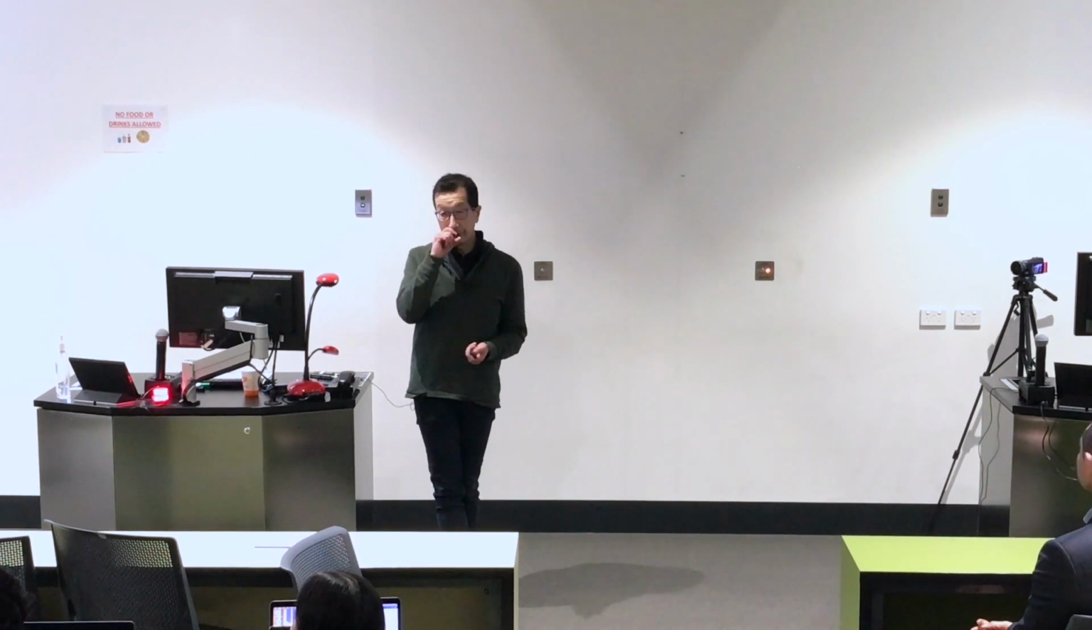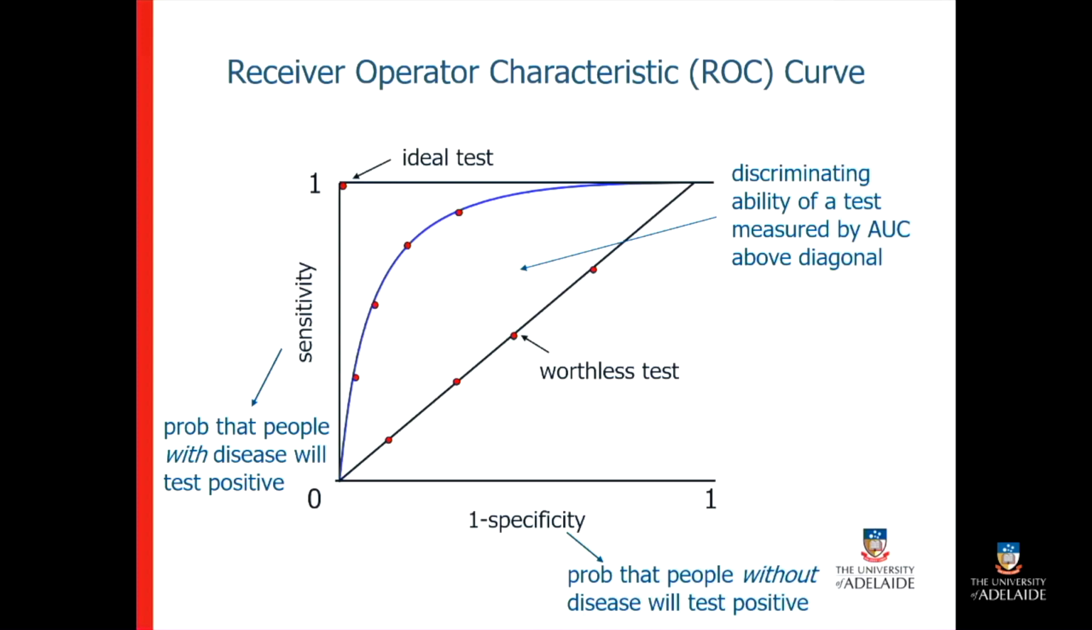And then I won't go through this, but essentially you might have seen it before, and those of you at Uni Adelaide from second year or third year, you would have looked at receiver-operator characteristic curves, which gives you this kind of summary measure of how accurate a particular test is.